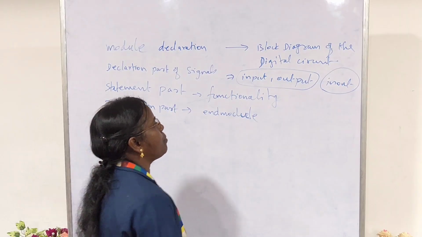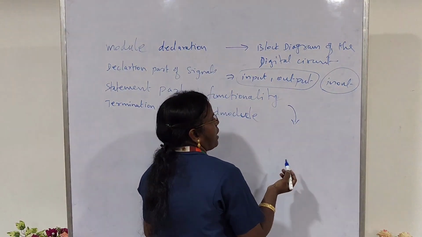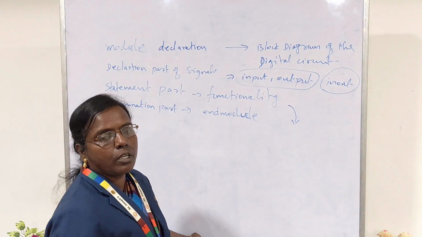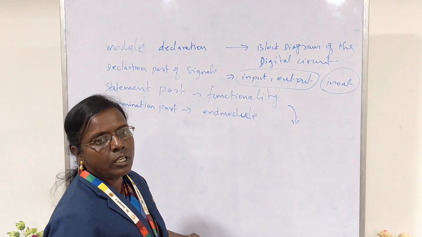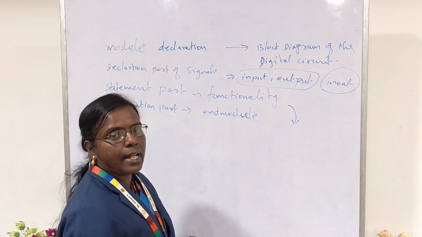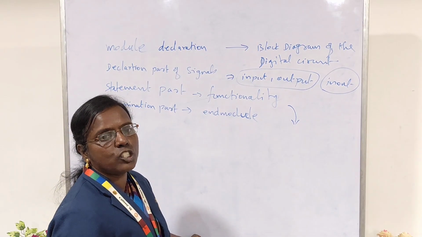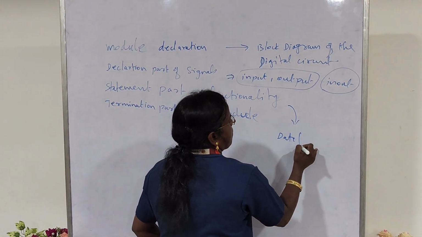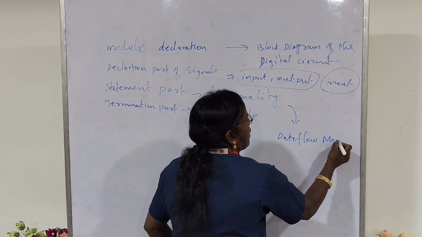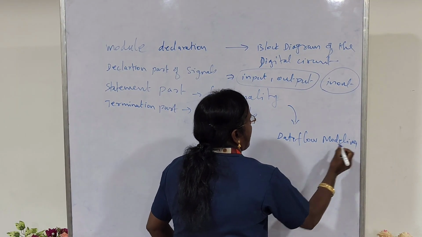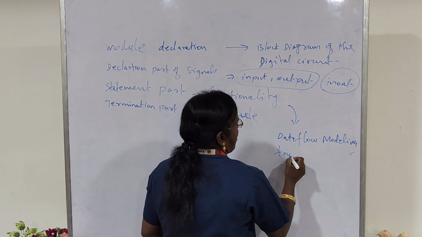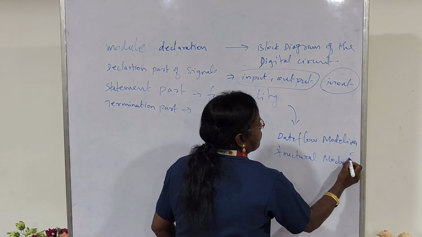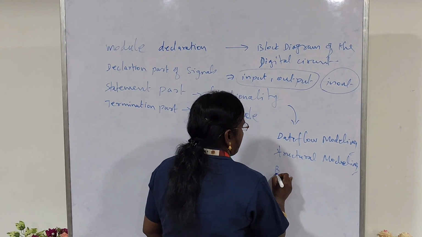That can be described using three mechanisms. Based on the mechanism used to describe the logic function of the hardware circuit, we can classify the modeling of an HDL program into three categories: data flow modeling, structural modeling, and behavioral modeling.